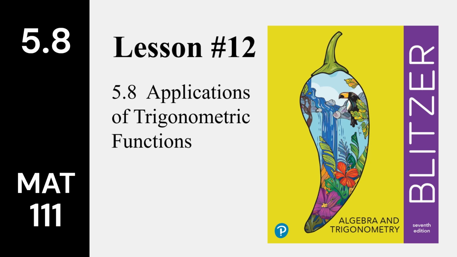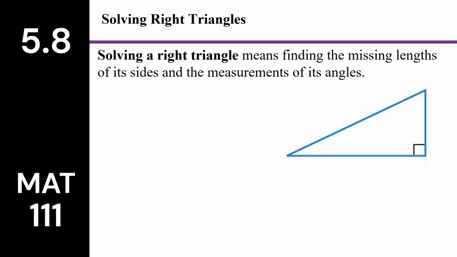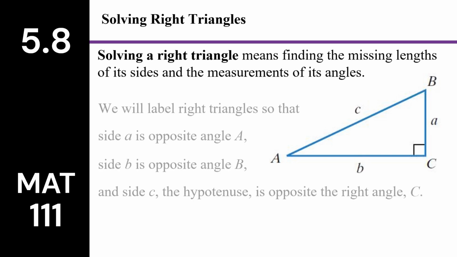Section 5.8 Applications of Trigonometric Functions. Solving a right triangle means finding the lengths of its sides and the measurements of its angles. We typically use uppercase A, B, and C for the angles, with C being the right angle, and lowercase a, b, and c for the sides.